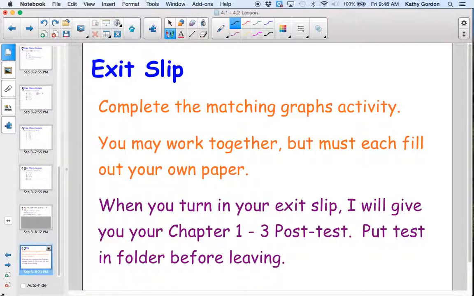Okay? So you can work together to do the sorting and matching, but you each need your own slip. When you hand me this slip, I will hand you your Chapter 1-3 post-test, so you can take a look at it. If you have questions, you can hopefully maybe ask today, or if not, don't have time today, email me and we'll set up a time that you can ask questions about it. When you are finished with the questions, you're going to put it in your folder back there in the blue table. The gray set of folders is for our class. And each of you has a folder with your name on it. And that's where all tests must go. Tests cannot leave this room. So once you're done looking at it, then you put your test in your folder back there in the back. Okay? All right.